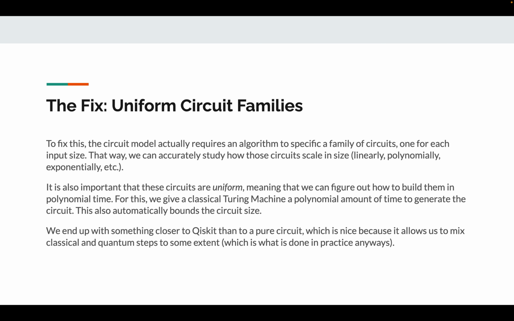It's also really, really important that these circuits are uniform. So it's not enough that these circuits exist. We have to be able to find them. In particular, the way we specify this is kind of funny. We had to let a Turing machine, a classical one, spend a polynomial amount of time thinking before it spits out a polynomial size circuit. The poly time for the Turing machine bounds the time for the circuit. So I would like to say that this analogy is closer to something like Qiskit than to an actual pure circuit, because it is a mixture of classical and quantum, right? It's exactly what Qiskit does, where it's classical code that builds a circuit and then runs a circuit on a quantum computer. So it's really nice that complexity theory is able to model something that complex so naturally.